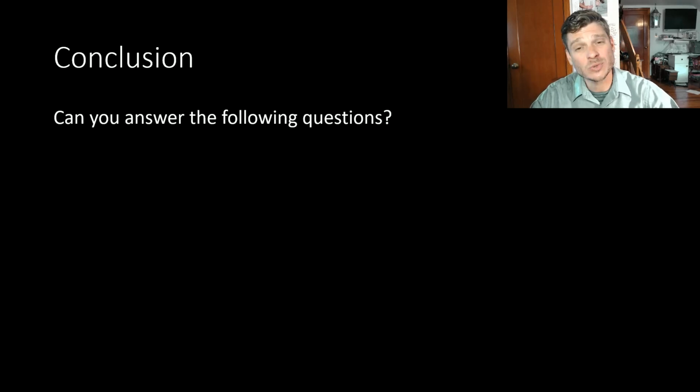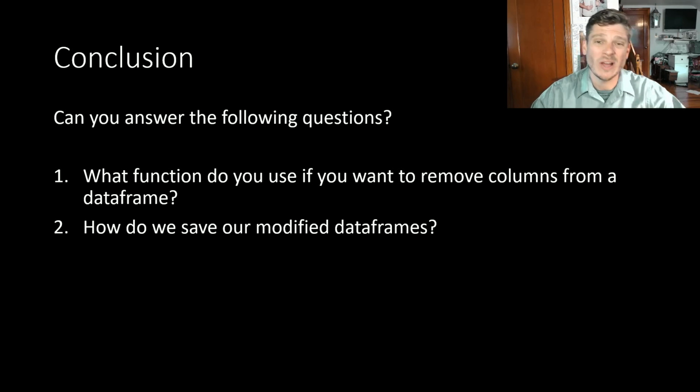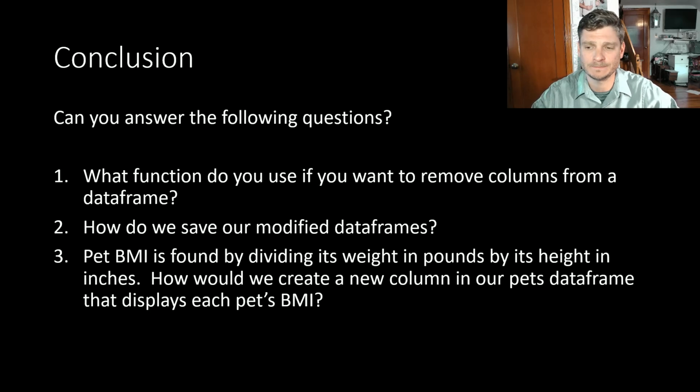I know this was a long one, longer than usual. So, can you answer the following questions? And if not, well, go back and look at it. Question number 1. What function would you use if I wanted to remove columns from my data frame? Question 2. How would I save our modified data frames? And again, this could be kind of a two-part. How could I save it in a new place in the physical memory? Or how could I save it in the same place in the physical memory? How do I save those results of my modified data frame?